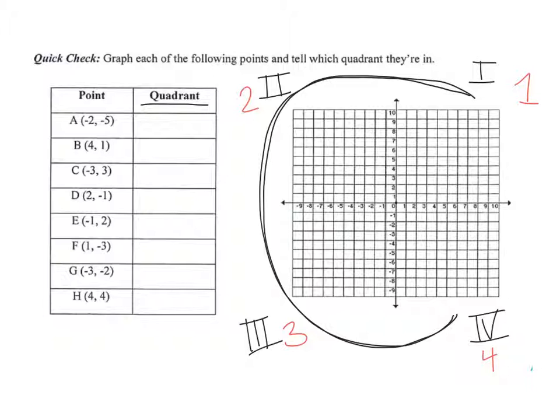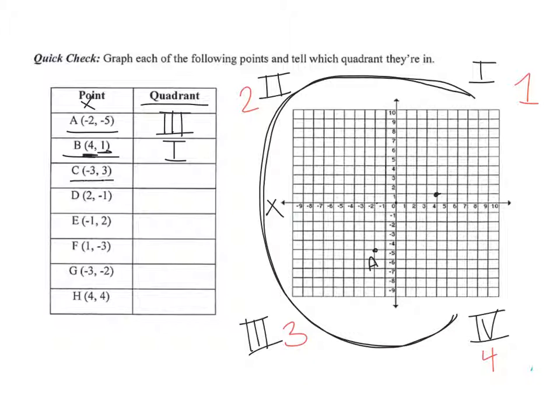So the first point, A, is -2, -5. So in the x direction, in the side to side direction, you're going to go left 2 and then down 5. You need to put an A next to it. The second one is, on the quadrant, is in 3, so I write 3. Letter B is 4, 1, so I go right 4, because it's a positive 4, and then up 1. So I go right 4, up 1, and I darken it. And this is in quadrant 1.